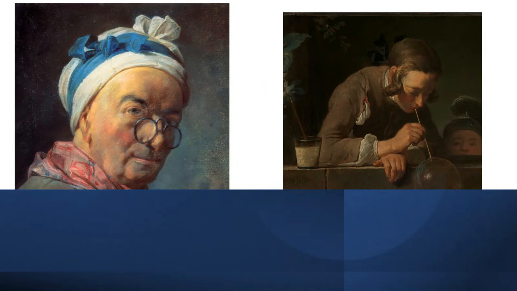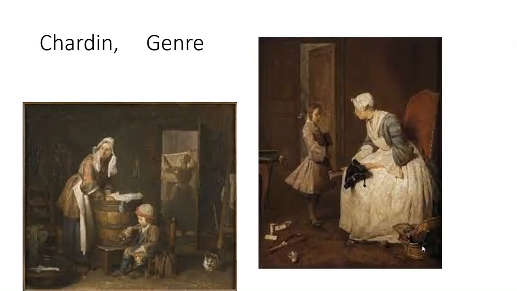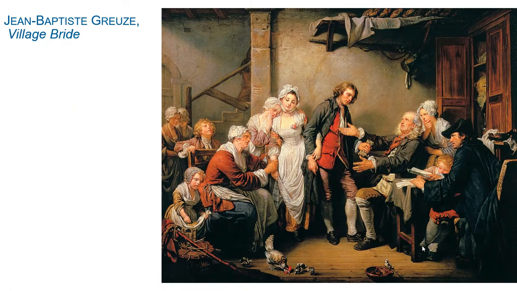And just to show you, this is a Chardin self-portrait. He made many self-portraits. This is his boy blowing a bubble, and he did many, many still lifes. He might be pretty underrated in art history, and he did a lot of genre scenes. So this is naturalism. This is embracing everyday things rather than what Boucher is doing.